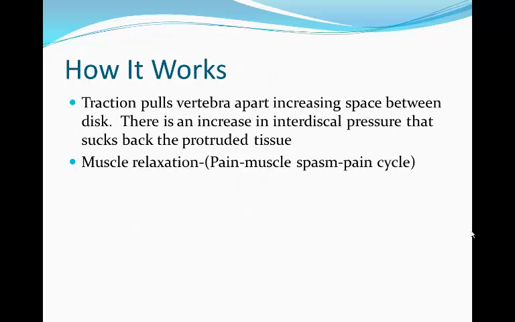So how it works is the traction pulls the vertebrae apart, increasing the space between the discs. There's an increase in interdiscal pressure that sucks back the protruding disc. If you think of someone with a bulging disc, they have a little tear in that inner disc, that tissue between the vertebrae, and there's a little gel inside these discs, and when you have a little tear in that disc, some of that gel kind of pops out, sort of like a jelly donut. And so the idea is when you pull traction, it'll suck that protrusion back in.